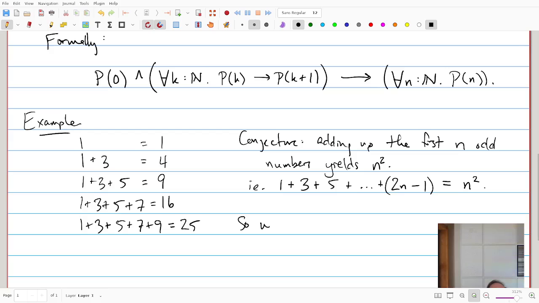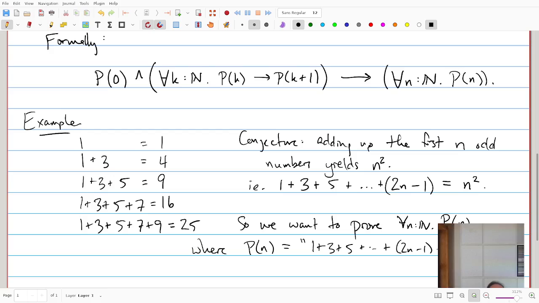So we want to prove for all natural numbers n, P(n), where P(n) means, quote, 1 plus 3 plus 5 plus dot dot dot plus 2n minus 1 equals n squared, end quote. I put this in quotes because otherwise it might be a little confusing. I have an equals here and an equals here, but it's not like three things that are equal. I'm defining what P(n) means. P(n) is defined to be the proposition that 1 plus 3 plus 5 dot dot dot 2n minus 1 equals n squared. I guess you could put it in parentheses if you want.